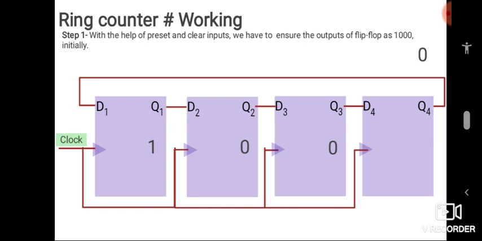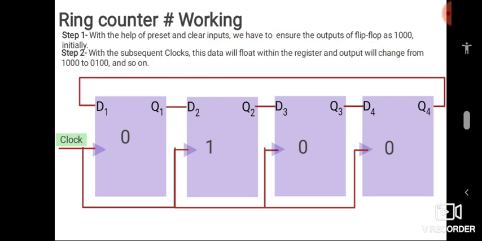Okay, here we go. See, this has happened at the arrival of the first clock pulse. As you give the second clock, this 0 will appear here, this 1 will appear here, this 0 will appear here, and this 0 will appear here. Okay, so that's all. Actually, this is the working of a ring counter.